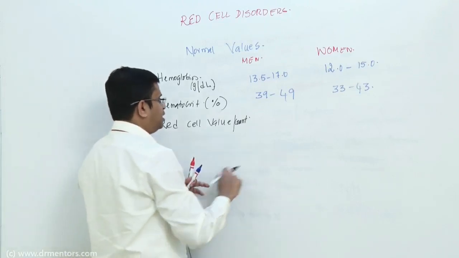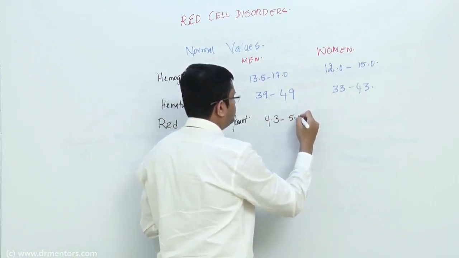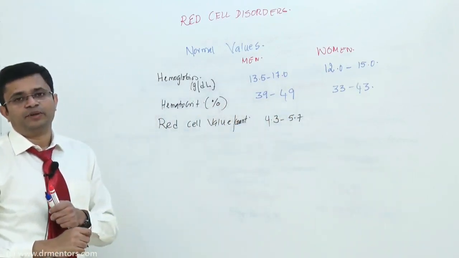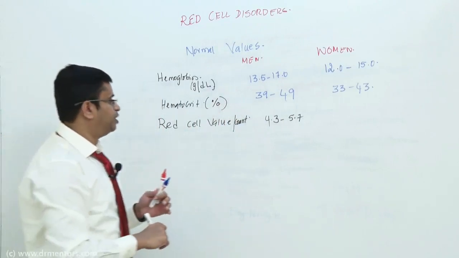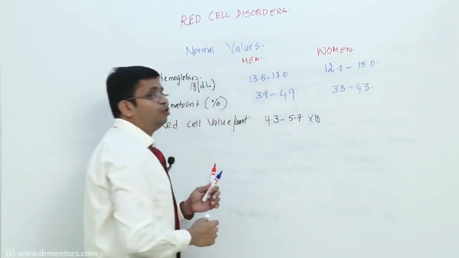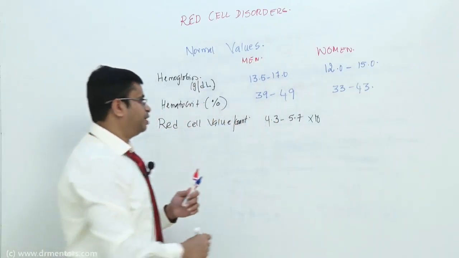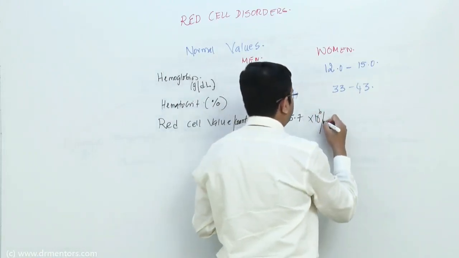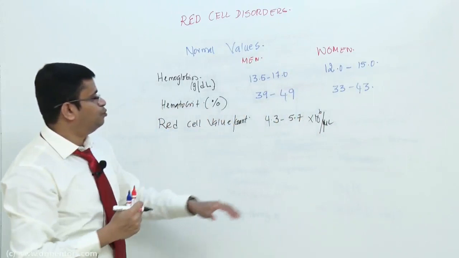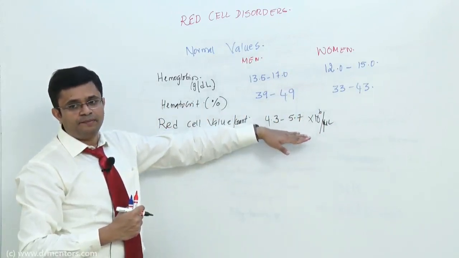For men, it will be around 4.3 to 5.7 or 6, so 4.3 to 5.6 times 10 to the power of 6 per microliter. This is the value which I want you to remember for men.